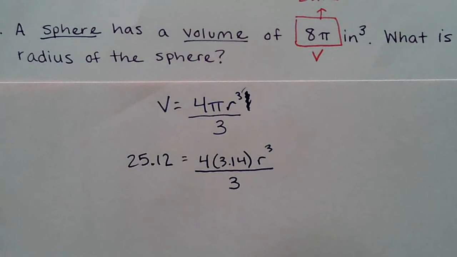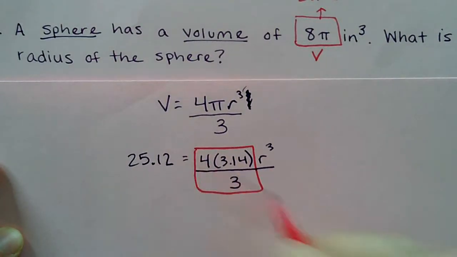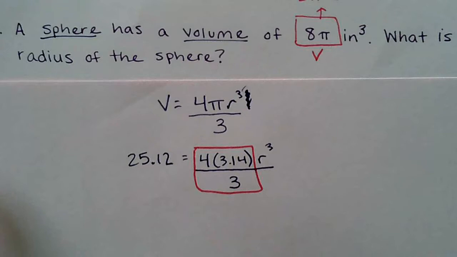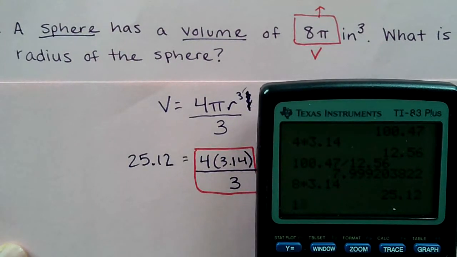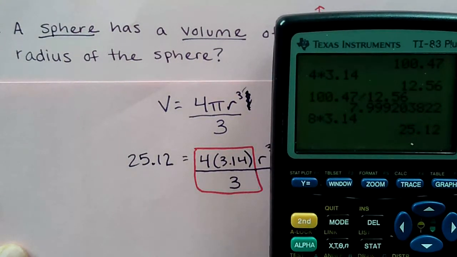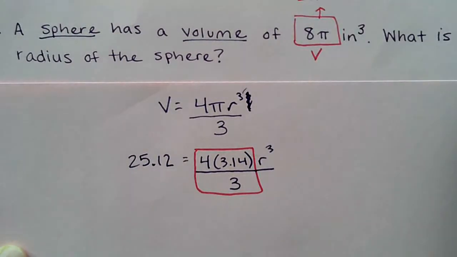Now, hopefully you've watched this far, because I'm going to show you a trick to shorten this process. We can do all of this and simplify it. In the last problem, we did it in 2 steps. Here, we're going to do it in 1 step. I'm going to take my calculator, and we're going to do 4 times 3.14, and divide that by 3. That gives us 4.186, and let's just round that to 4.19.